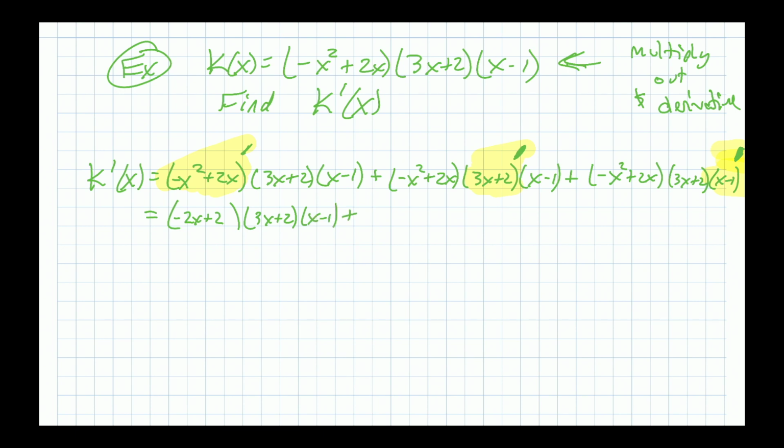Now on this one, you leave the first one alone. So x squared plus 2x. The middle one you take the derivative of. So what's the derivative of 3x plus 2? Just 3. Then x minus 1. Third one, you leave the first two alone, and you need the derivative of the last one. So what's the derivative of x minus 1? Just 1.